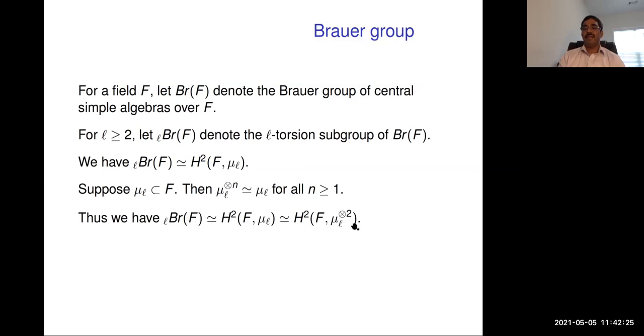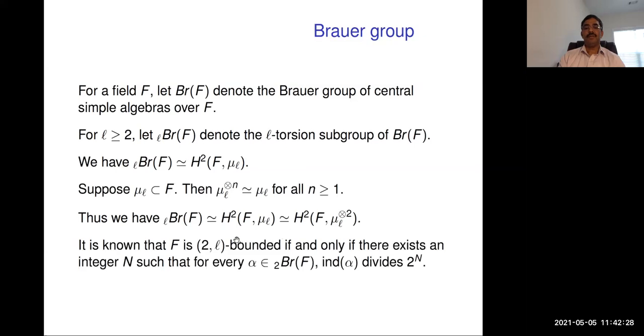Now it's known that F is 2L bounded if and only if there exists an integer n such that for every alpha in the L-torsion of the Brauer group of F, the index of alpha divides L power n. Of course, one direction is easy, because if it is 2L bounded, that means every element in the Brauer group of F is a tensor product of some m cyclic algebras, and each cyclic algebra has index at most L. So therefore the tensor product has index 2 power. Sorry, there is a mistake here. This is not 2. This is L power n.